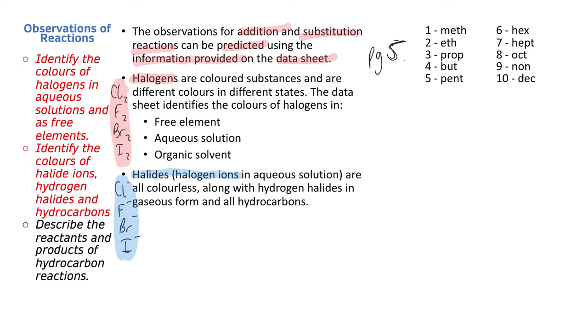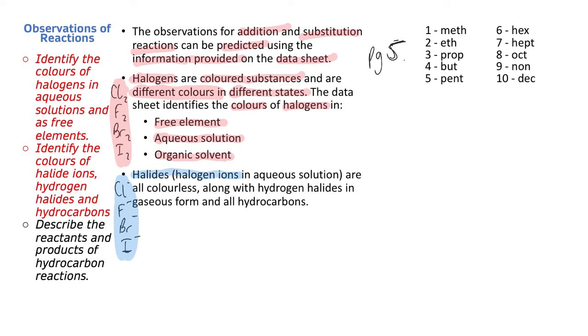So let's go have a look at what we've got. Halogens are colored substances, and they're different colors in different states. The data sheet identifies the colors of halogens in the free element state. What you will be looking for is somewhere in the middle of page 5, colored halogens. You can see color of free element, color in aqueous solution, and color in organic solvent. If you look at chlorine as a free element, it is greenish yellow, but chlorine in an aqueous solution is pale yellow.